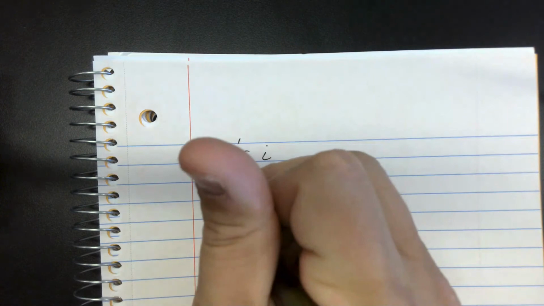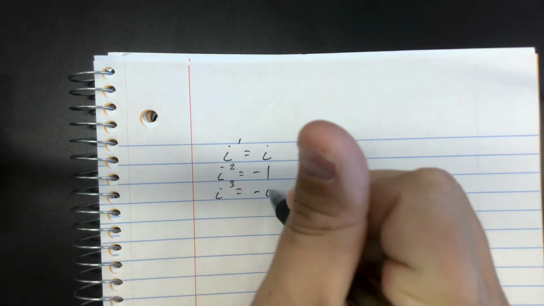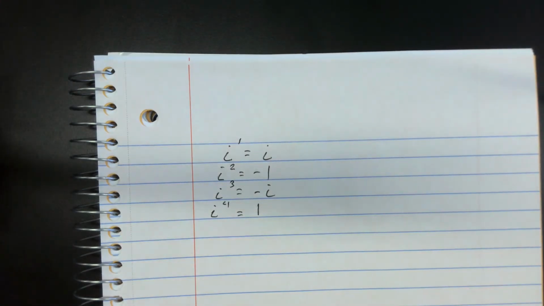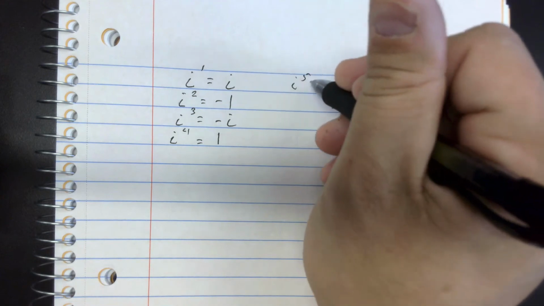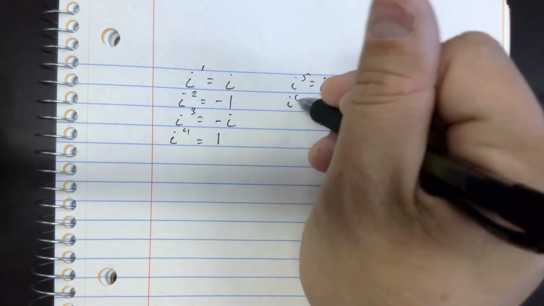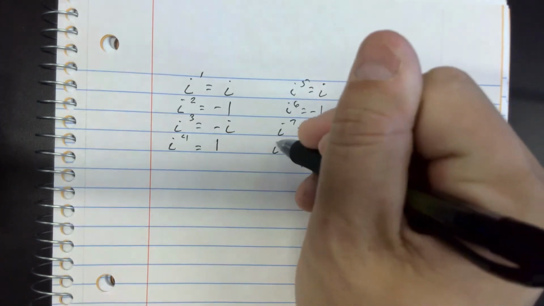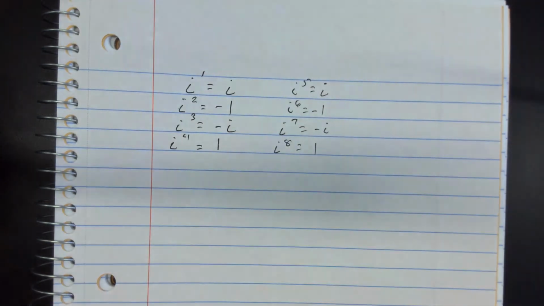I to the 1 equals I. I squared equals negative 1. I cubed equals negative I. I to the 4th equals 1. Okay? And it repeats itself. It goes on repeat. You don't need to write this, but I to the 5th would equal I. I to the 6th equals negative 1. I to the 7th equals negative I. I to the 8th equals 1, and so on and so forth. It continually repeats itself over those 4 different things.